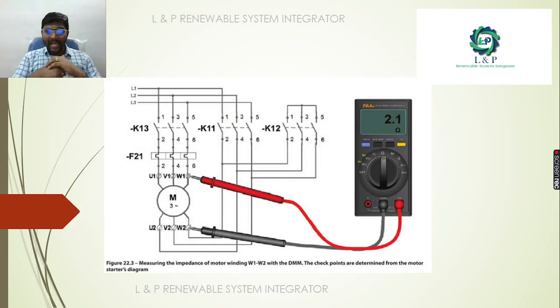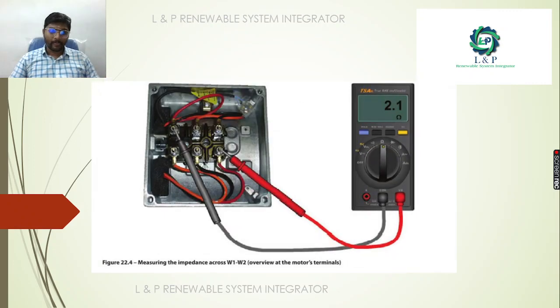Next, if you plan to measure the impedance, that is the resistance, you can measure between the different windings, that is W1 and W2. This is an example of a starter diagram. Across these terminals, you can measure the impedances.